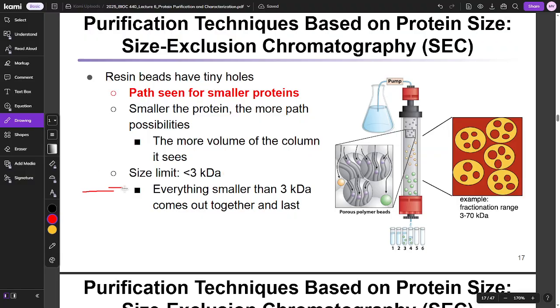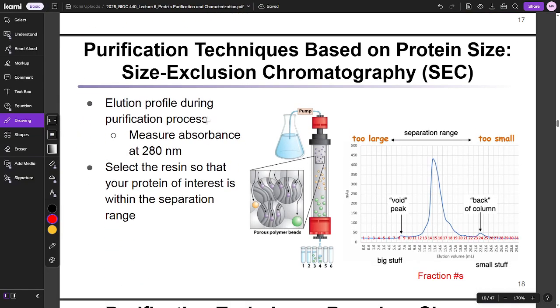Same thing here. Anything below 3 also comes out together. But they'll come out last, because they still get stuck. They basically get so stuck that the bulk of the stuff has already left before they are actually able to come out. So I actually think I might have messed it up there, but keep that in mind: larger stuff will elute first, then smaller stuff will elute last, and the smaller stuff gets stuck in the beads while the larger stuff does not, and that is shown here.